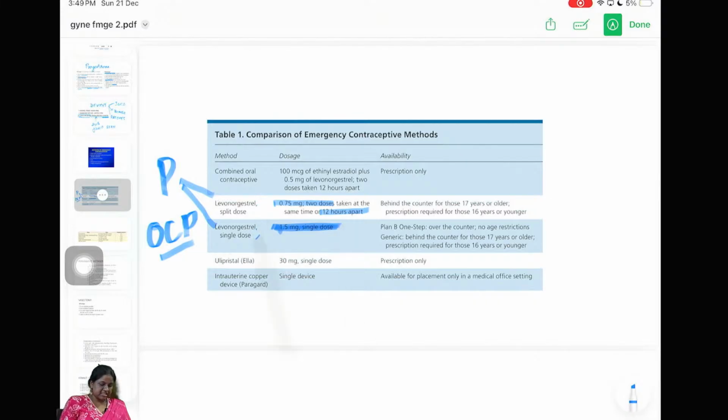So, progesterone is the first. Second is going to be OCP. Third, we have ulipristal. Ulipristal is one very efficient drug. 30 mg single dose. It can be given even up to 5 days. Ulipristal, understood? It's a very effective drug.